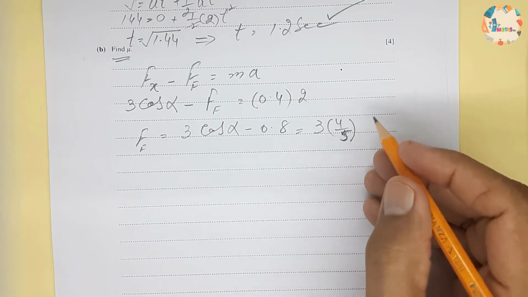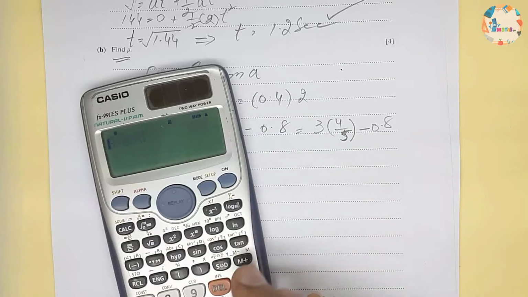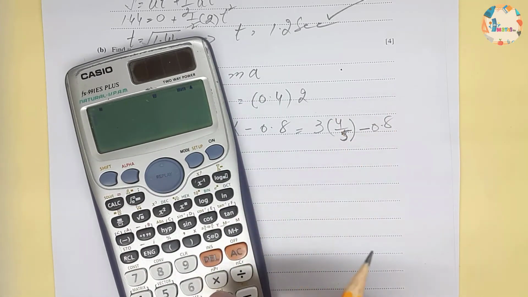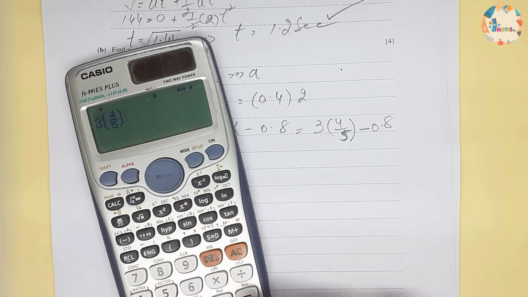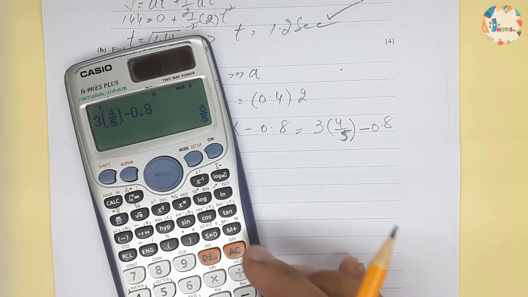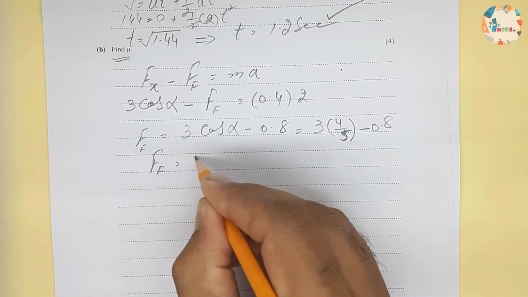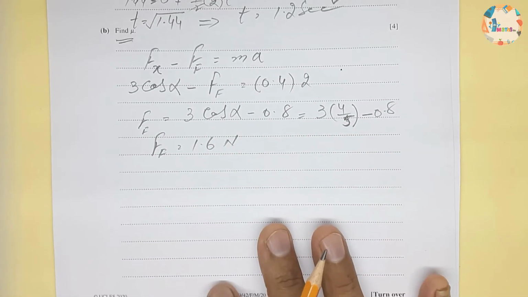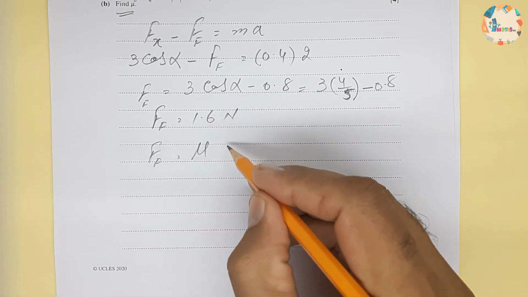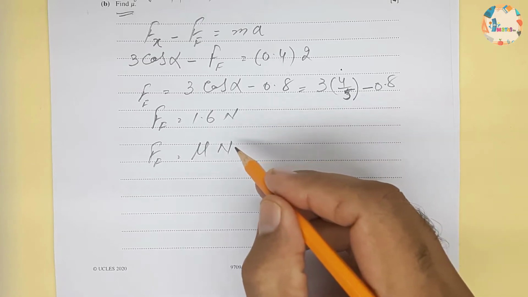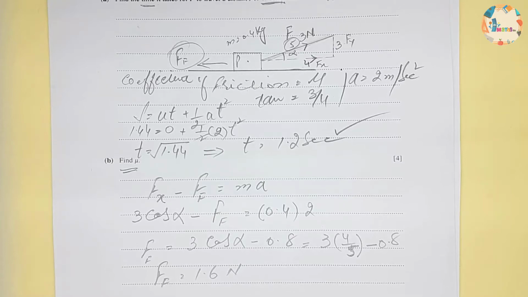Now minus this value 0.8, and now we can use the calculator for this. This will be 3 into 4 divided by 5 minus 0.8, and it will give us the value 1.6. So force of friction is equal to 1.6 newtons, and we know that force of friction is equal to mu into the normal force, which is N, and what will the normal force be?